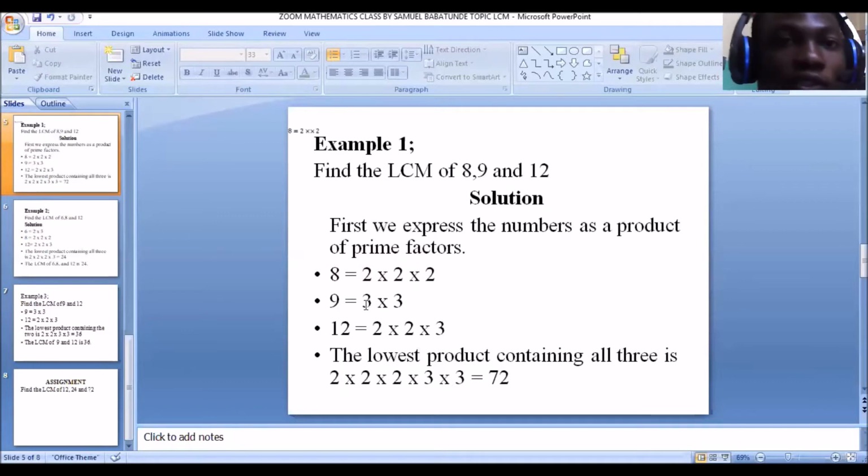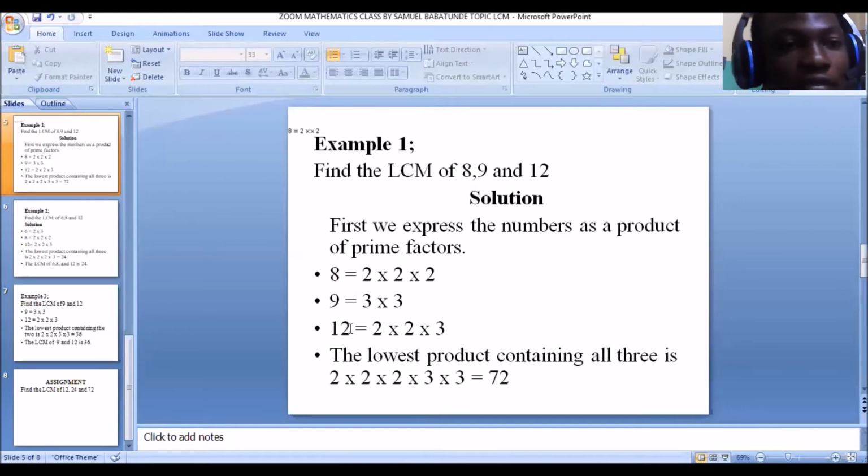Now can 3 still go into 3? Yes, 3 can go into 3. How many times? Once. So you put the 3. Now 3 times 3 will give us 9. So we have successfully expressed 9 as a product of its prime factors, because 3 is a prime number. Now we pick 12 and express 12 as a product of its prime factors.